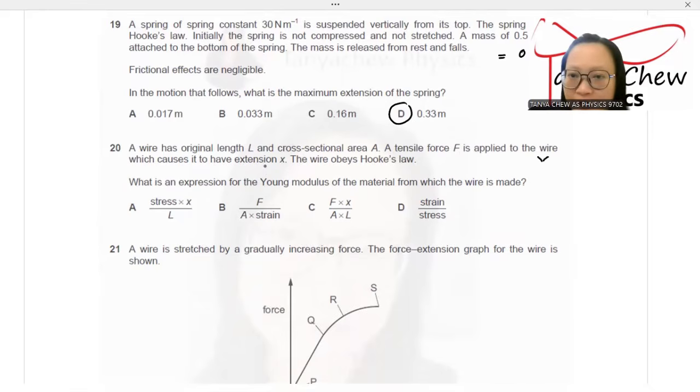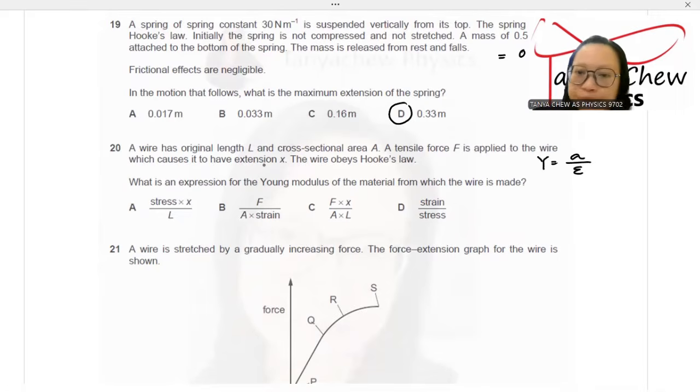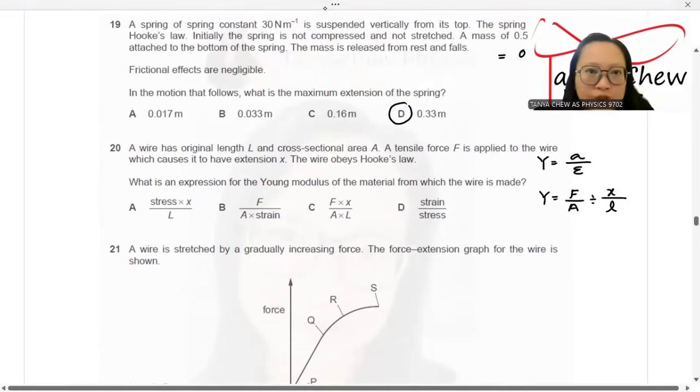You should remember the equation of Young modulus: stress over strain. Now, stress is force over cross-sectional area, divided by strain, which is extension over original length. So Young modulus is FL over Ax. Now, F over A, L over x. So why not I do it this way? Okay, to match the answer to the choices, F over A divided by strain. So the answer is B.